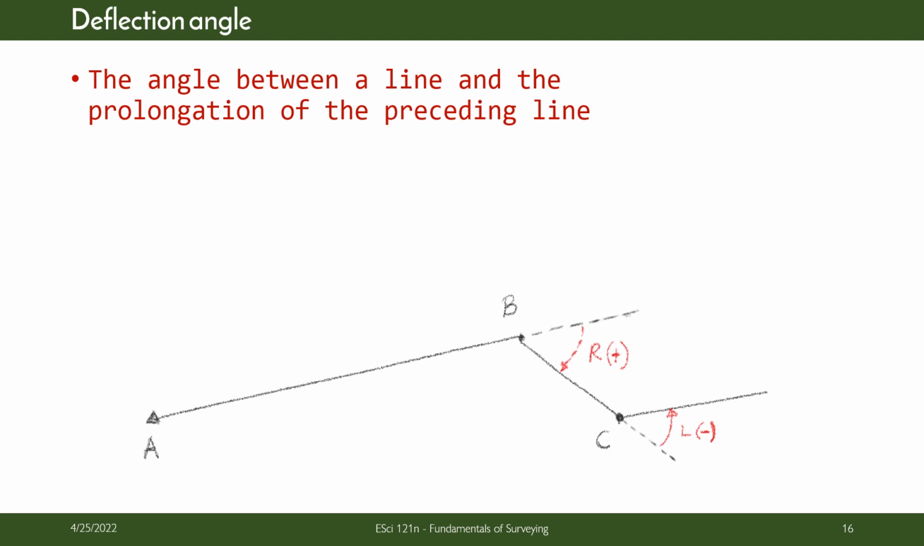Next, we have the deflection angle. It's the angle between a line and the prolongation of the preceding line. So here, if the survey progression is going that way, you started at point A, then B. So AB here is the preceding line. Then at B, we have the prolongation of the previous or preceding line, which is line AB. Then we have line BC. Therefore, the deflection angle for line BC using line AB is this one. So this is your deflection angle.